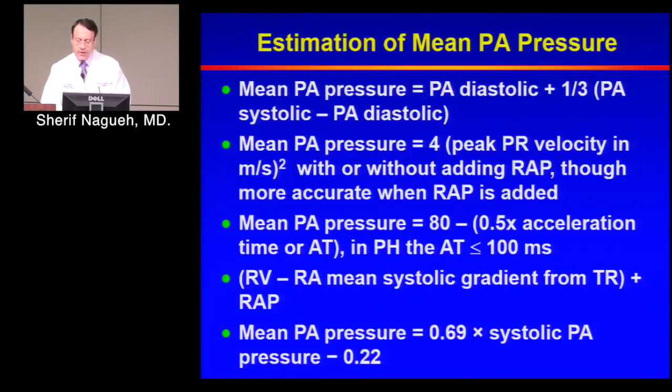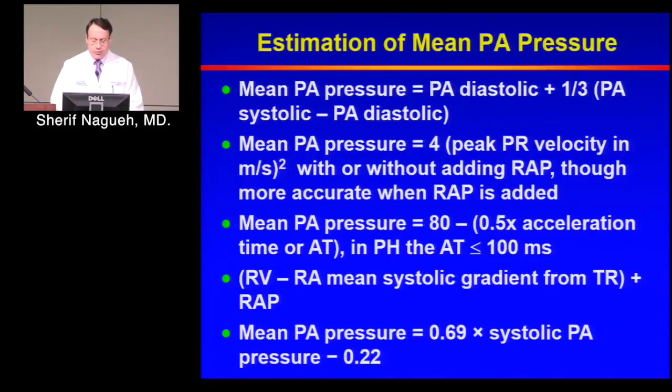So I need the PR jet, I need the TR jet, and I need an estimate for RAP. At first glance, you say to yourself, I am looking for 3 measurements. I can make an error in each of these measurements, and obviously now the mean PA pressure will not be the same as what you would get by cath. I would submit to you that in extreme situations, when the mean PA pressure is clearly normal, when the mean PA pressure is way abnormal, we do a good job. In between is where there can be challenges.